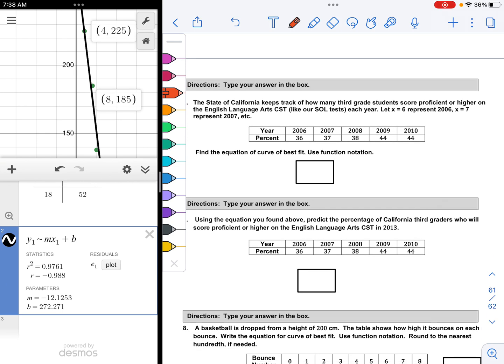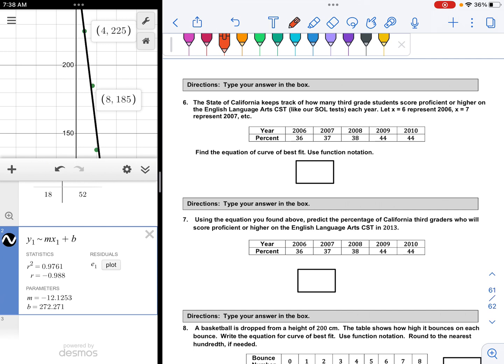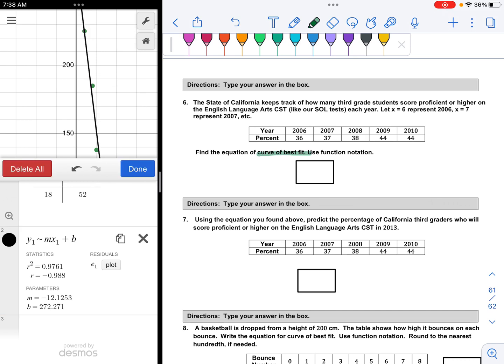All right, so question number 7, or is this 6? This is 6. It says that we've got the state of California tracking how many third grade students score proficient or higher on their CST. It's kind of like our SOL tests. They tell us that x equals 6 represents the year 2006, just so your graph isn't huge. So we're going to change each of those years to just 6, 7, 8, 9, and 10. Make it a little easier. They want us to find the equation of the curve of best fit. Notice how that one says curve of best fit. That means this time we are going to use the other equations.